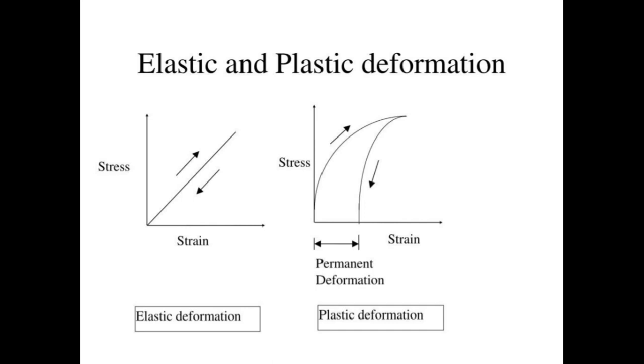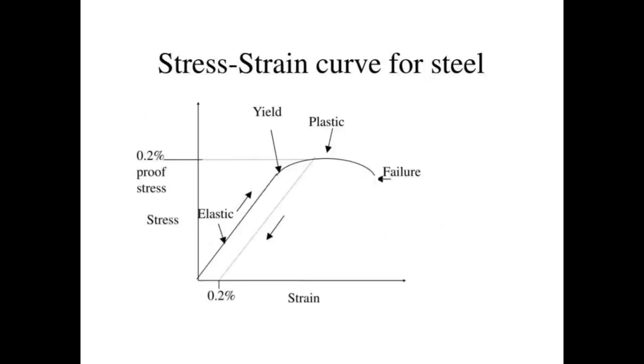It is the relationship between stress and strain. Stress is always directly proportional to strain in elastic deformation, whereas in plastic deformation, a permanent deformation occurs, right? These two comparisons clearly show the relation of stress and strain in steel.